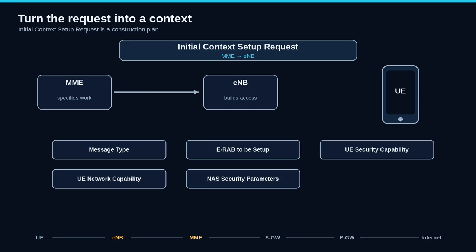First is the message type. This is a request to create the access context needed for resumed service. Then comes ERAB to be set up. An ERAB is an E-UTRAN radio access bearer, the logical lane that will carry user traffic through the radio network. The request therefore does not merely say connect the phone. It identifies bearer work that the ENB must perform.